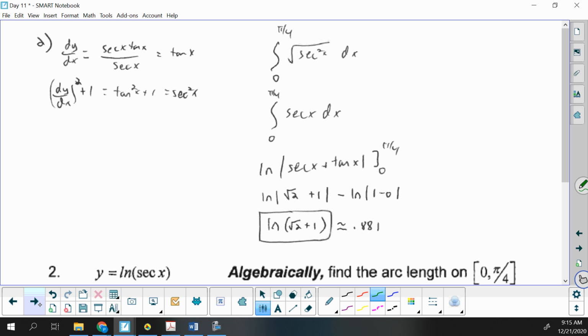Your derivative of natural log is derivative inside over the inside. So you had secant tan over secant. The secants wipe out, you get tan. Square that and add 1, you get tan squared plus 1. Well, that's a Pythagorean identity. It's just secant squared. So that goes under our radical. Take the square root of it, you just get secant. Secant's antiderivative is natural log absolute value, secant x plus tan x. Fill in your values, you got your exact value there, the natural log square root of 2 plus 1.